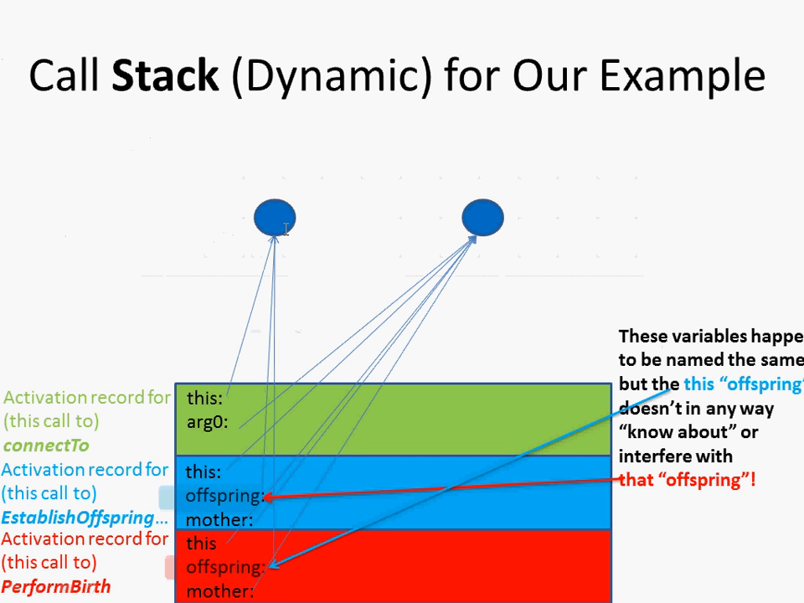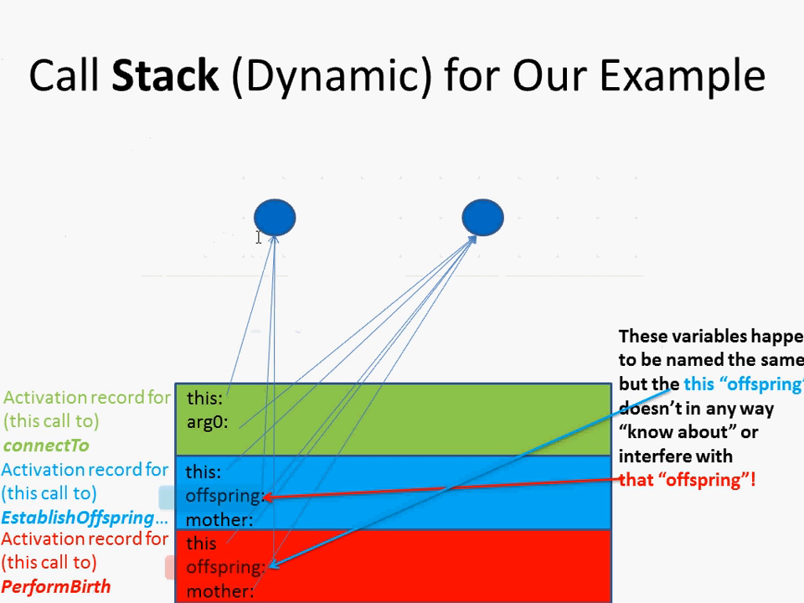Initially that baby doesn't exist. Joyous news. It comes into the world. And so offspring refers to that baby in that method, in perform birth. And then perform birth says, okay, now I've got to call this establish offspring connections based on mother's connections, right? That's this whole thing where it calls this one here right at this point in the code.